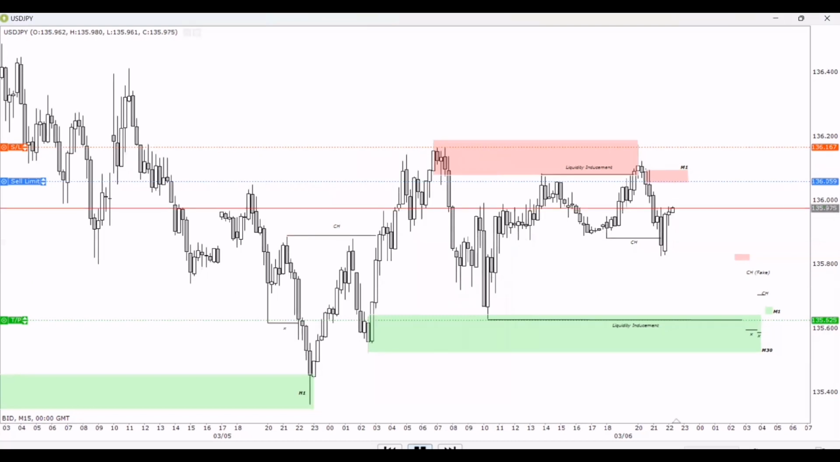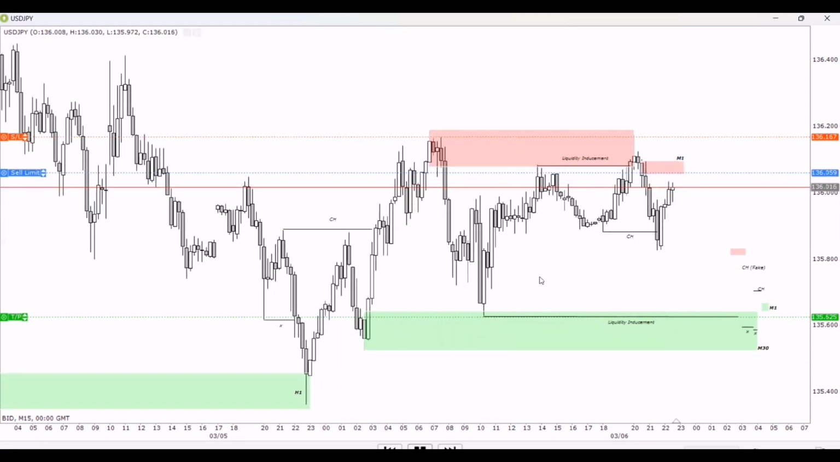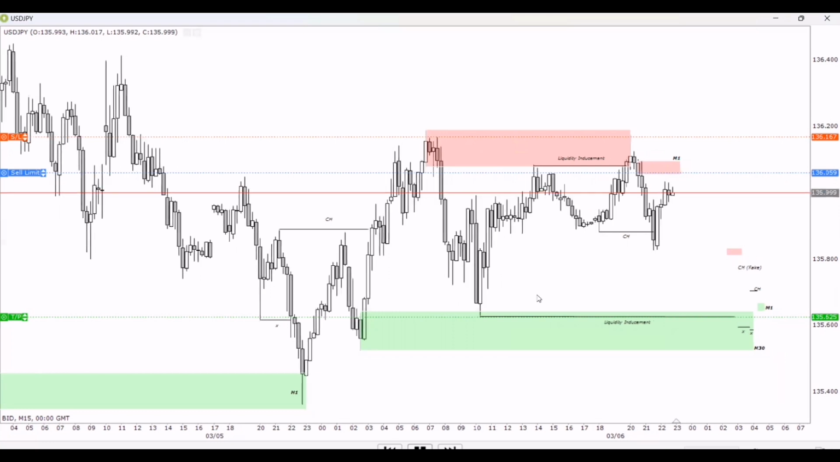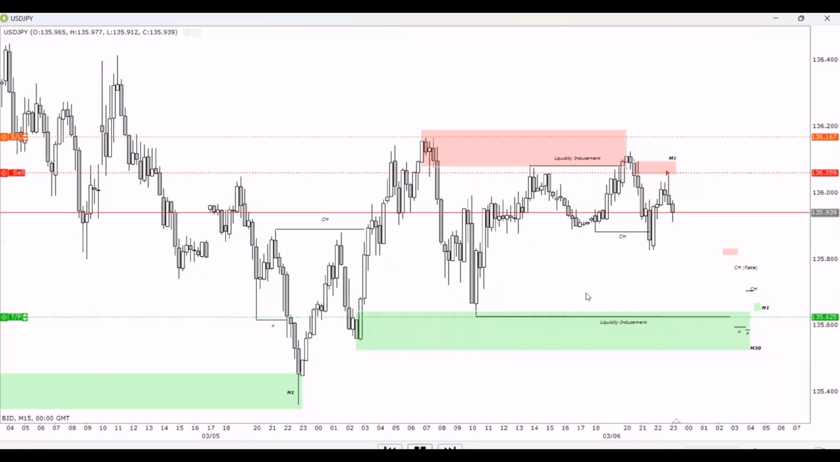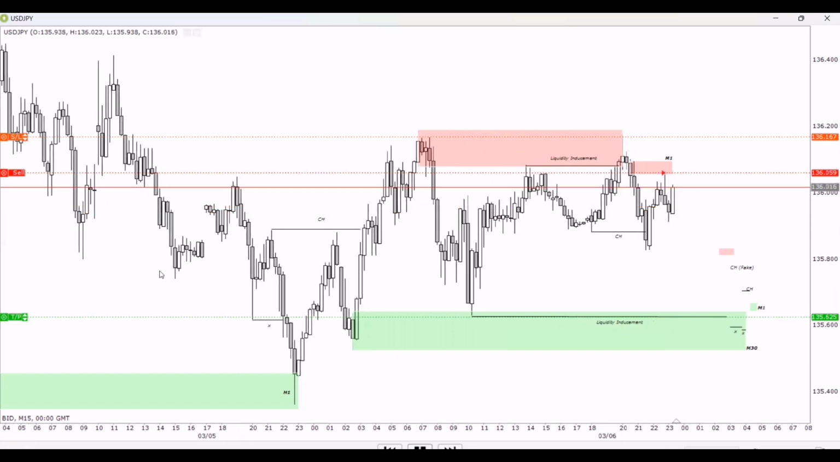Now you wait for price to play up, for price to take out all these traders who entered from here. Now you can be certain that this is definitely going to play out. So that's the first rule of liquidity inducement, guys. So let's see how it goes.